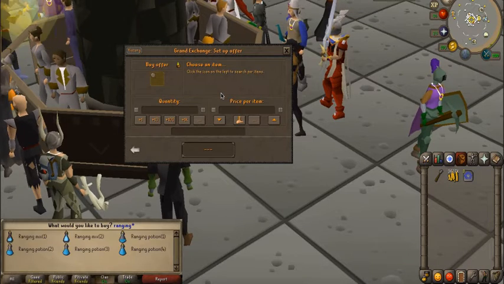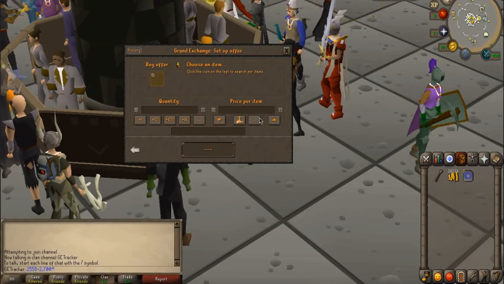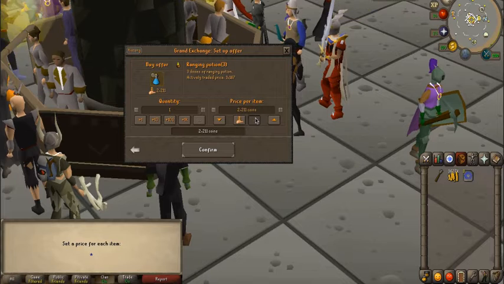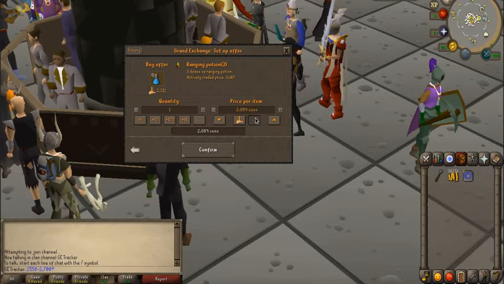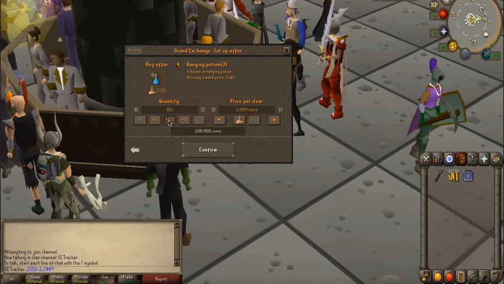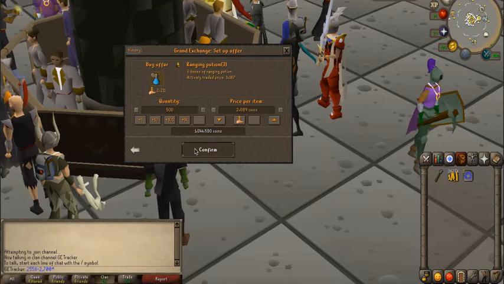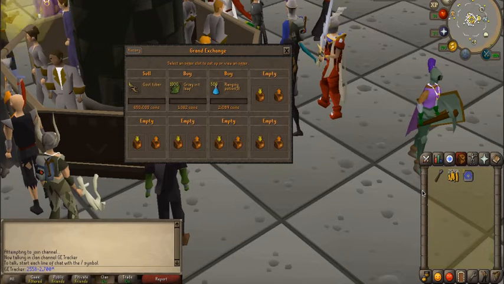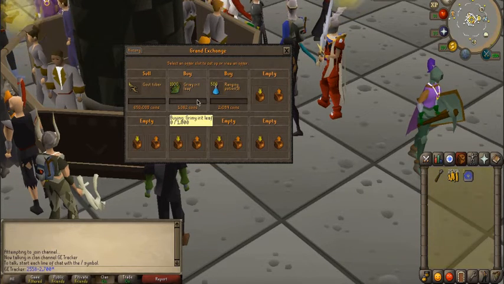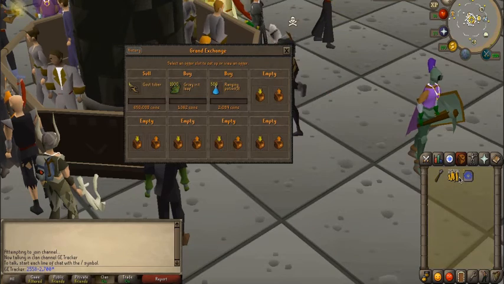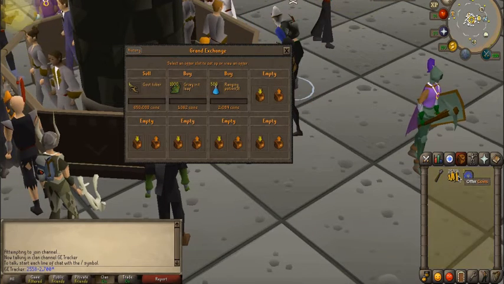So, ranging potion, 3-dose. I'm not going to put it for, I don't know, 2089, something random. And that's kind of the point. You want to put something random that isn't really an even number. And I'm just going to buy 500 of these. And that's a significant amount of my cash stack here, but this is something that I'm comfortable with.